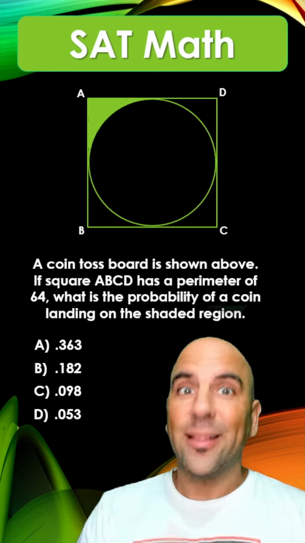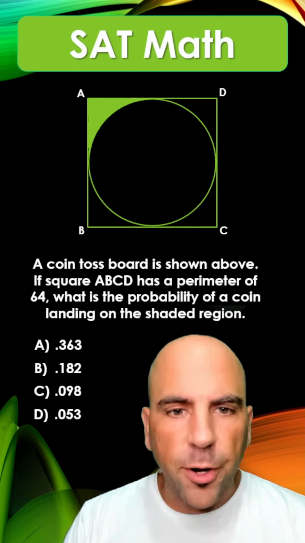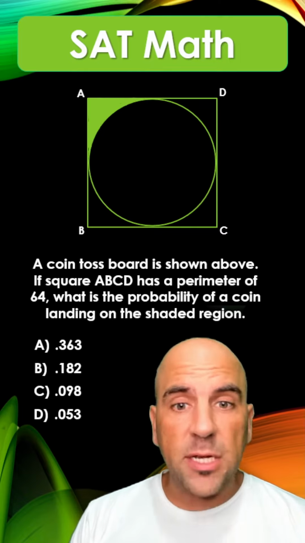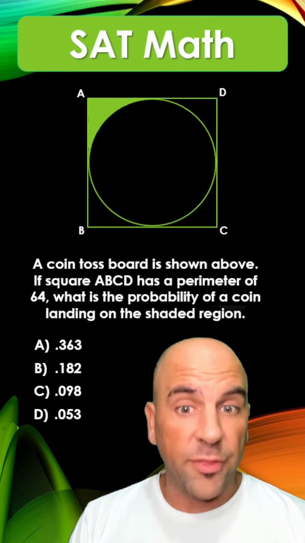Stop what you're doing. Let's try this SAT math problem together. A coin toss board is shown above. If square ABCD has a perimeter of 64, what is the probability of a coin landing on the shaded region?